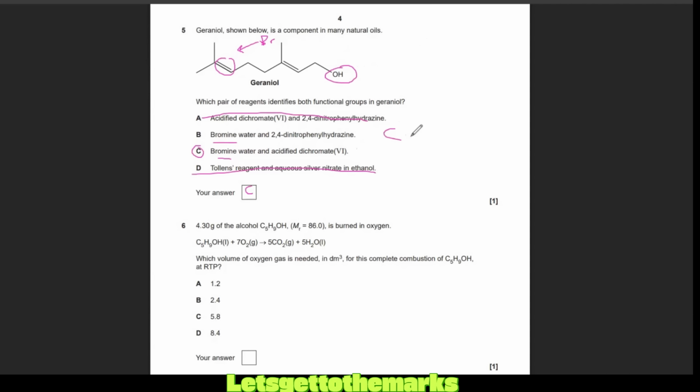2,4-dinitrophenylhydrazine is for your carbonyl group, which we don't have present there. That would help identify that. And aqueous silver nitrate in ethanol would identify haloalkanes, halide ions, and Tollens reagent would identify an aldehyde. Let's move on.